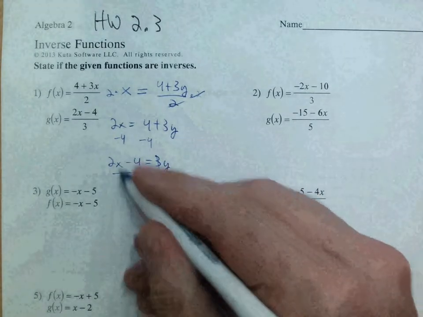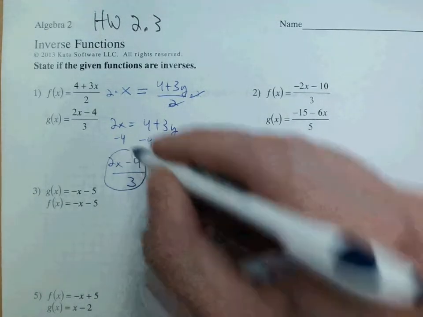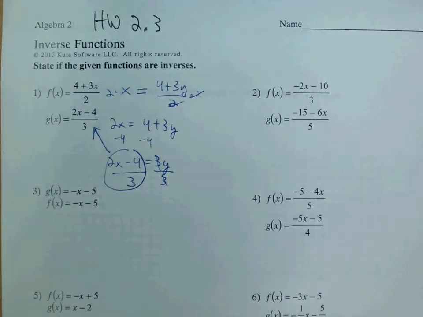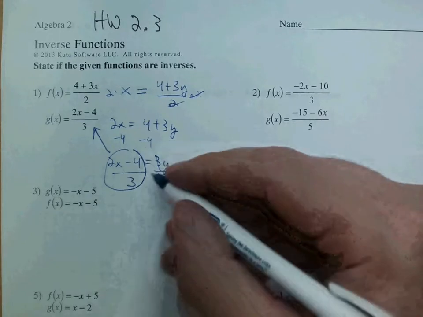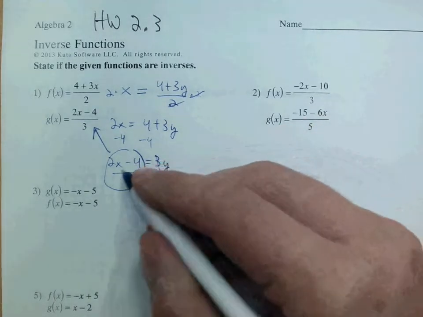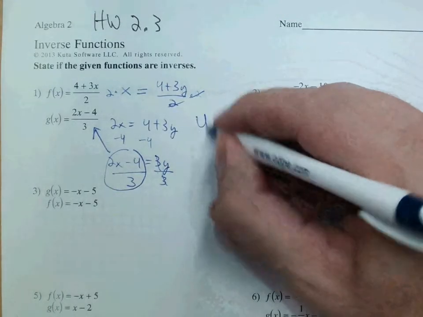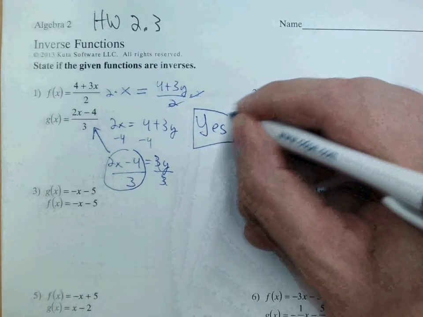We could distribute and get 2/3 x minus 4/3, but let's just stop right now and see that this is the form that the other one is in. So we can see that this is y equals (2x minus 4) over 3. That is the other one. Now we need to say, are the two functions inverses? Yes, the two functions are inverses of each other.